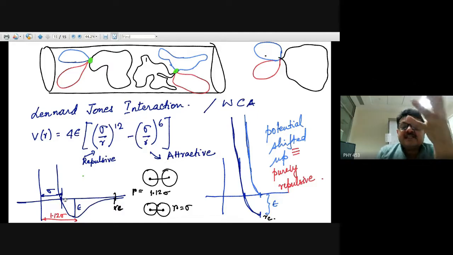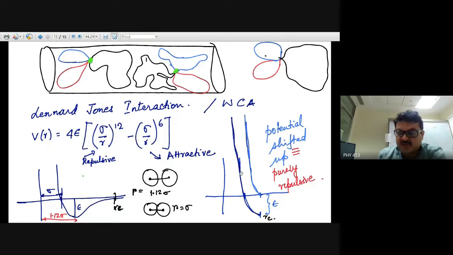Now this is a valid weak attraction at slightly larger distances beyond the overlap. That is a valid model for, say, argon gas. But suppose we don't want that. Then what we could do is take a cutoff. You cut the potential off here, at the minima, and shift it up.